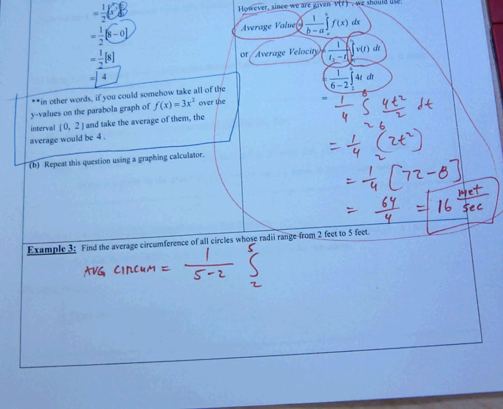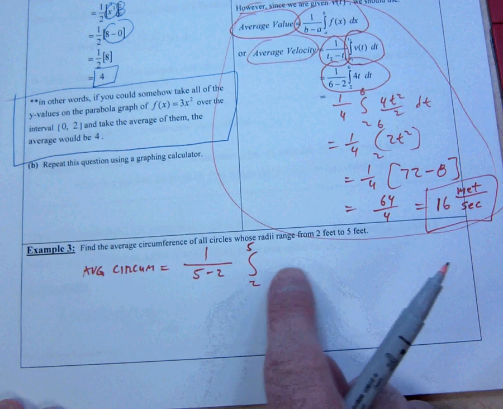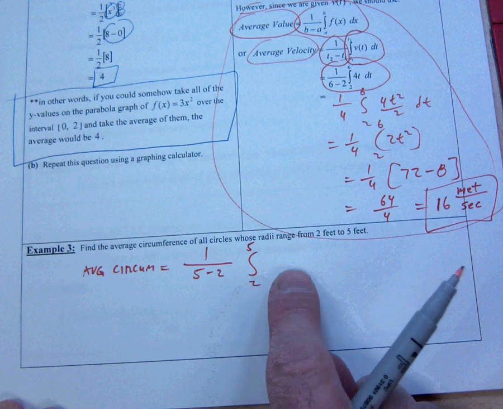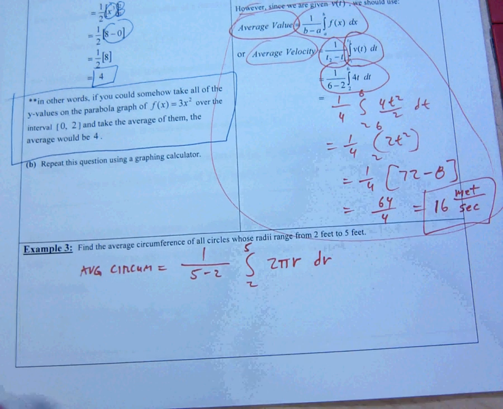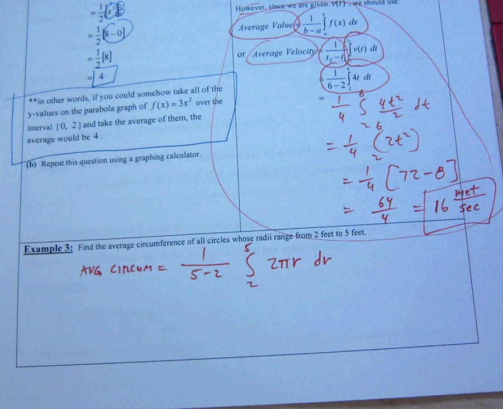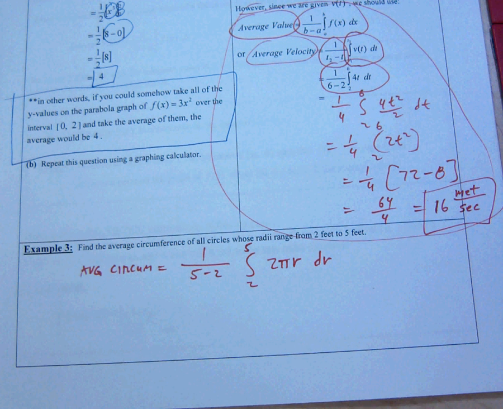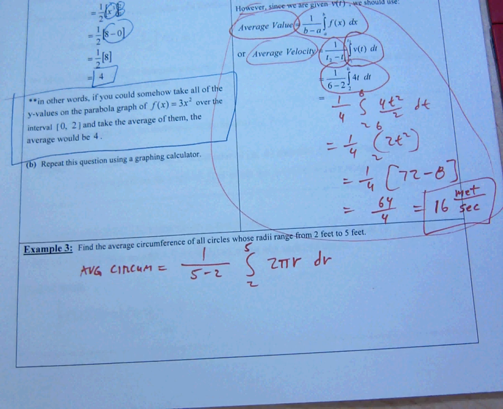And again, what are we trying to find the average value of? The circumference of a circle. So shouldn't the formula for the circumference of a circle go right here? What is it? 2 pi r. Then obviously you're going to integrate with respect to r, since that's the variable. Yes? And that's it. Everybody agree? So if you find the value of that integral, it'll give you the average circumference of all such circles. Got it? So let's do it.